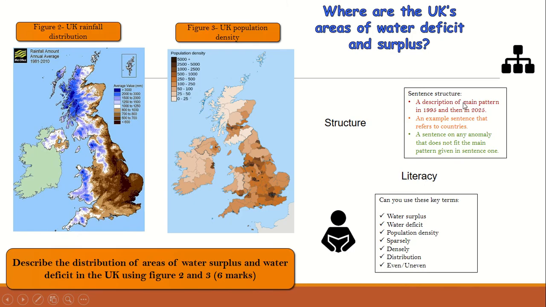If we were going to do an exam style question on this, it would say as follows: describe the distribution of areas of water surplus and water deficit in the UK using figure 2 and figure 3. I'd like you to have a little go at this question. You don't have to write it in full sentences, but have a think about the structure, what you might have to include, and any keywords you can use as well. When you're describing it, I would take maybe 2 or 3 regions of the UK, for example the north, the southeast, and maybe the central region, talk about what's happening in each one, and then give an answer. So pause this video and have a little go.